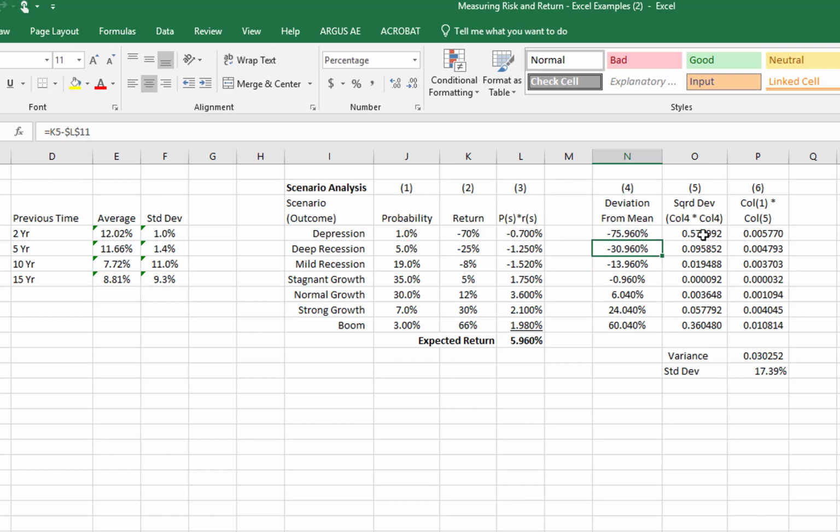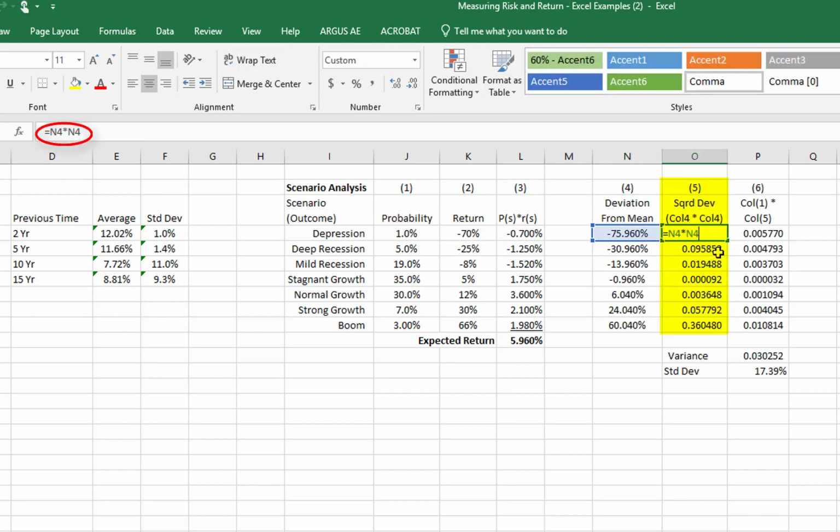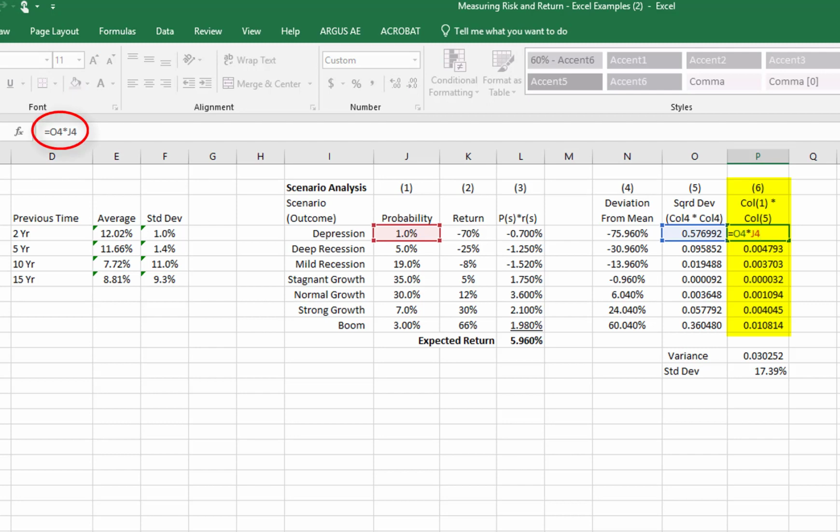The next column is we're going to square that number. So I'm just multiplying that fourth column, the deviation from the mean column, by itself here. It's a squared deviation. It forces everything to become positive. So again, same formula all the way down, the number times itself. And then the last step, actually I shouldn't say that, it is the second to last step. We're going to multiply that squared deviation by the weight for that scenario.